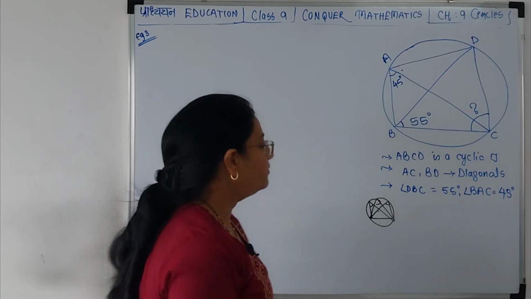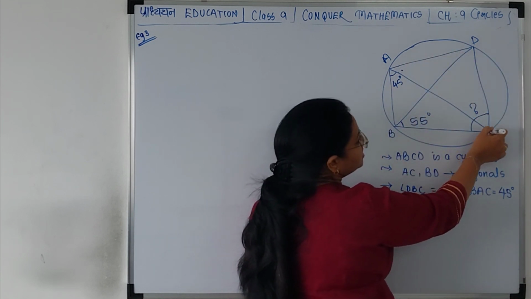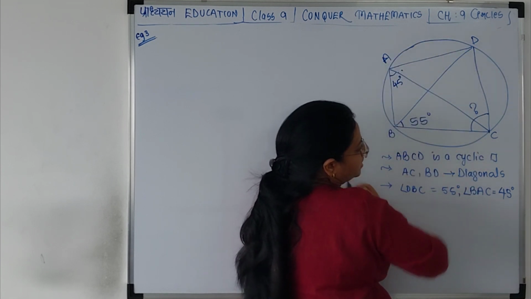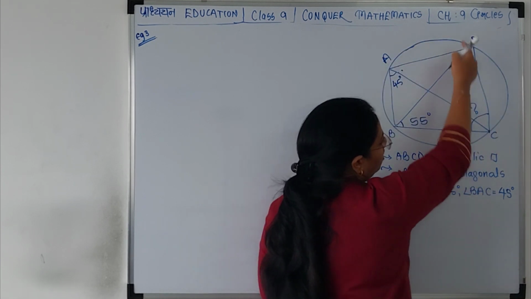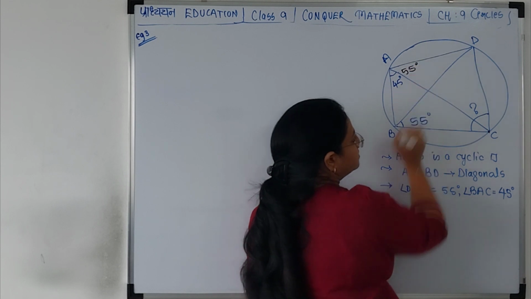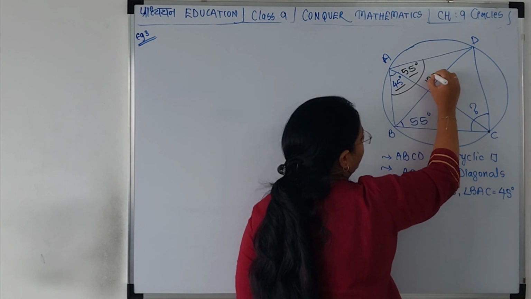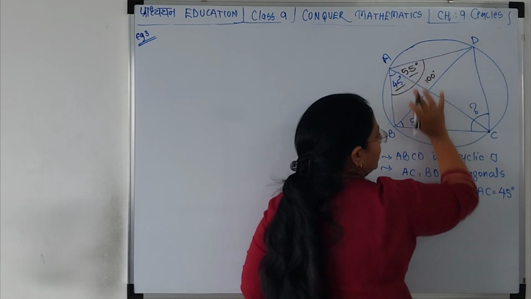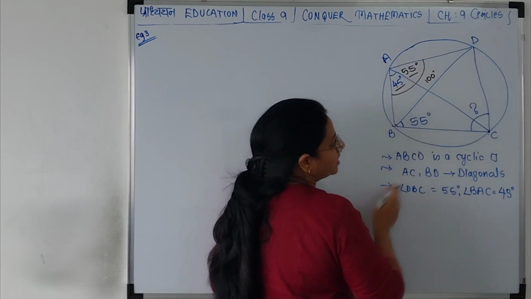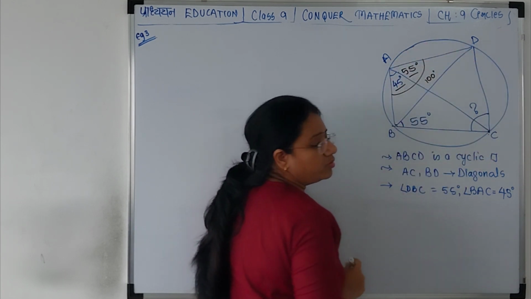They are supplementary. Clear? So now you can see that CD is a chord for the given circle. CD makes one angle CBD on this side of the circle, and the other angle made by chord CD is CAD. So this will be 55. If this is 45 and this is 55, what is the sum? 100. Angle BAD is 100, and we know that angle BAD plus angle BCD will give you 180, opposite angles of a cyclic quadrilateral. So therefore BCD will be equal to 80 degrees.